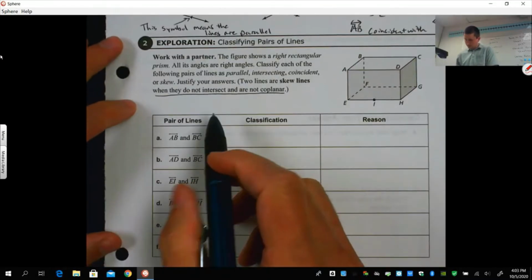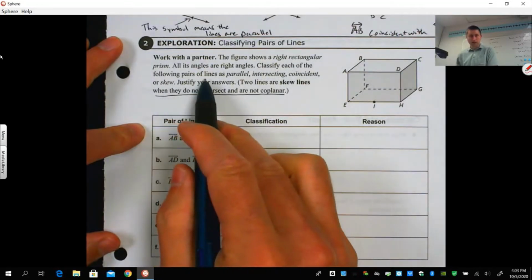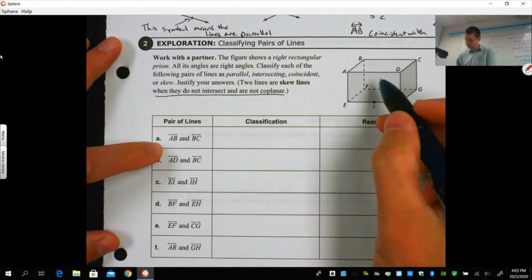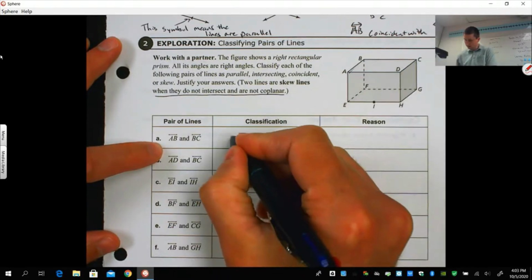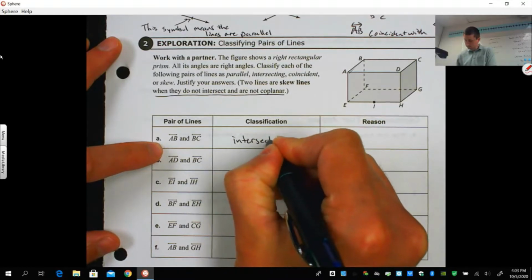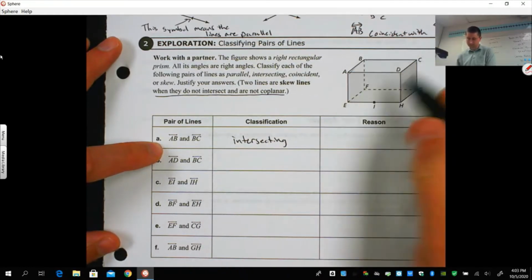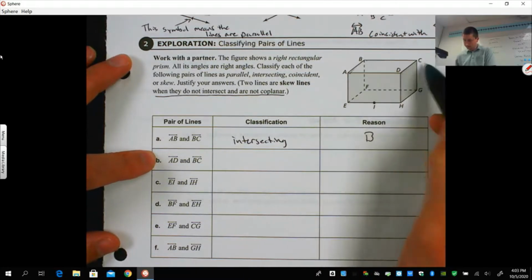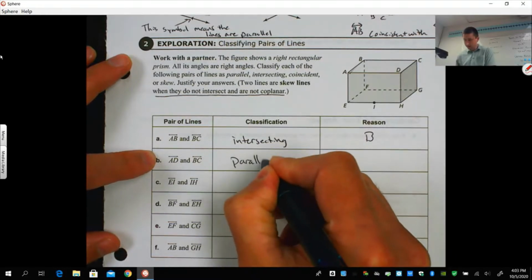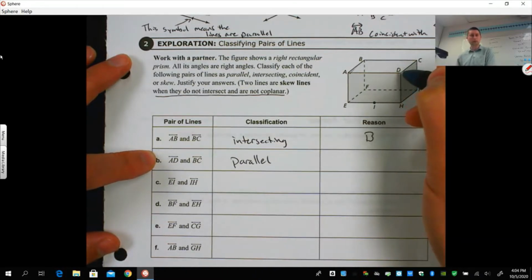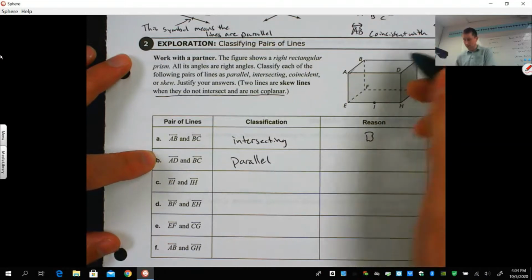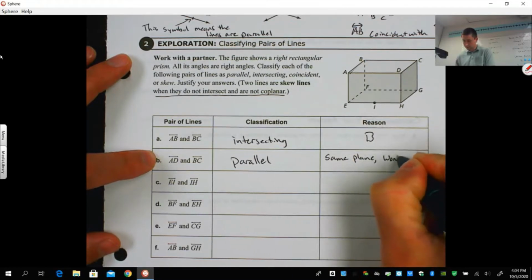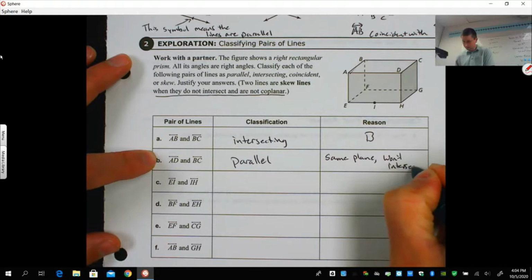Okay. So they want us to classify each of the following pairs of lines as parallel, intersecting, coincident, or skew. So AB and BC, they are intersecting. The reason? Because they intersect at B. Point B is our point of intersection. AD and BC, those would be parallel. They're in the same plane, but they won't intersect.